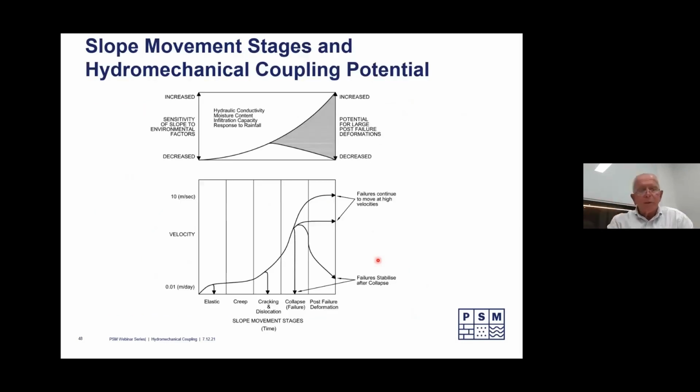So just summarising what that means now, we have increased or decreased sensitivity to the environmental factors. As we move the slope over time, we have increased potential for large post-failure deformations because we're increasing the hydraulic conductivity, moisture content, the infiltration capacity, and the responses to rainfall. So as we go through those 5 phases from elastic, creep, cracking, collapse, post-failure, this is what's happening potentially in our environment.